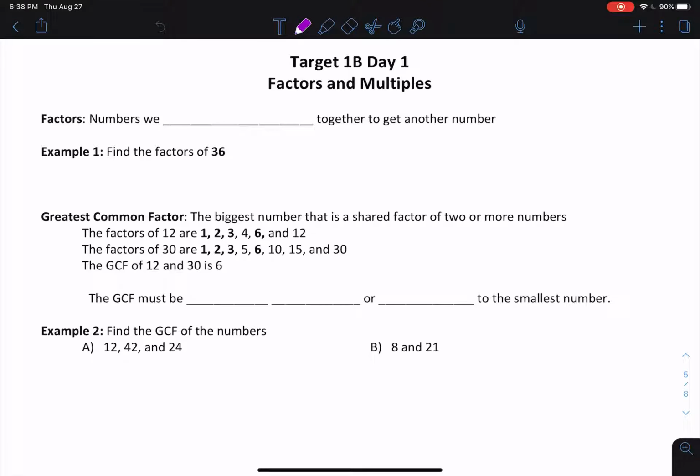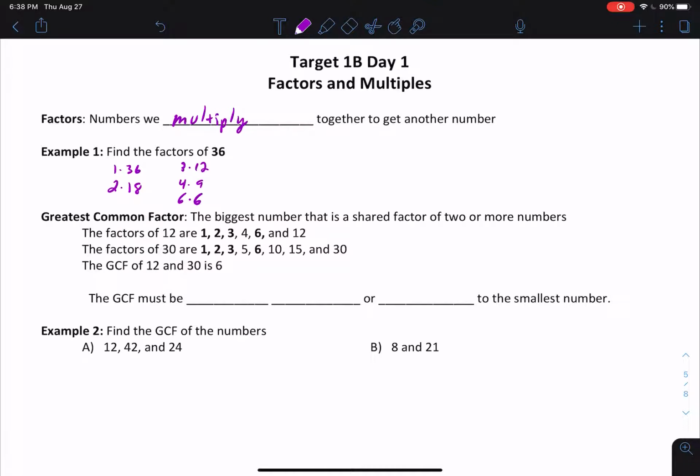First off, factors. Factors are numbers that we multiply together to get another number. So for example, when it says find the factors of 36, we need to ask ourselves, what can we multiply together in order to get 36? Well, we can take 1 times 36, we can take 2 times 18, we can take 3 times 12, we can take 4 times 9, and we can take 6 times 6.